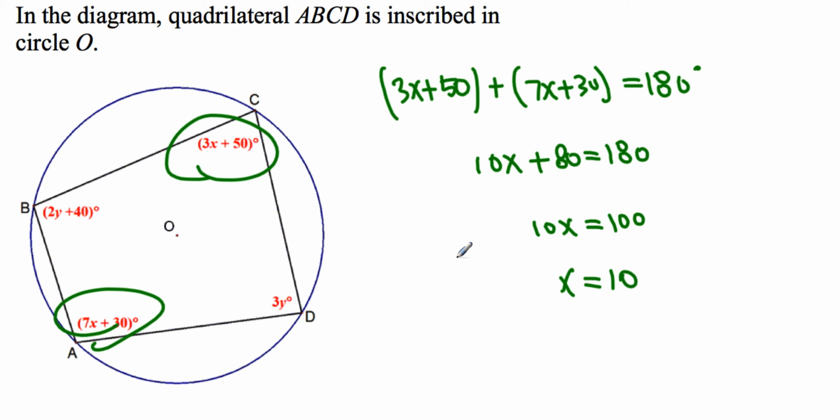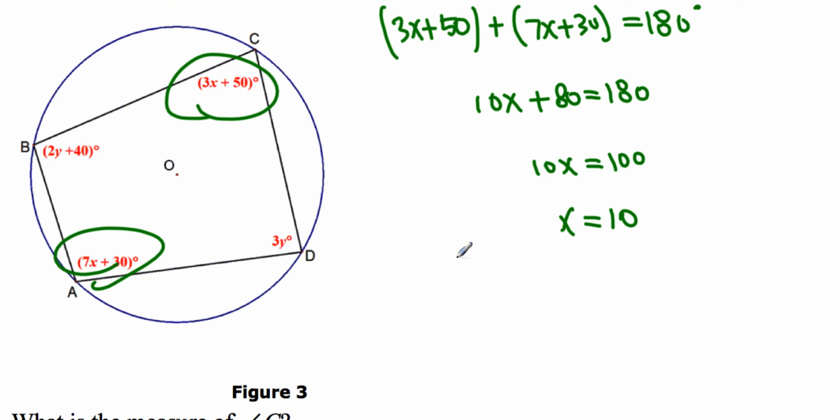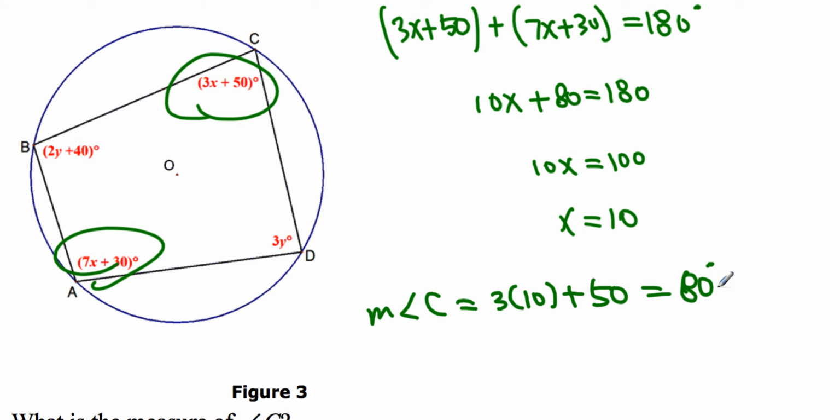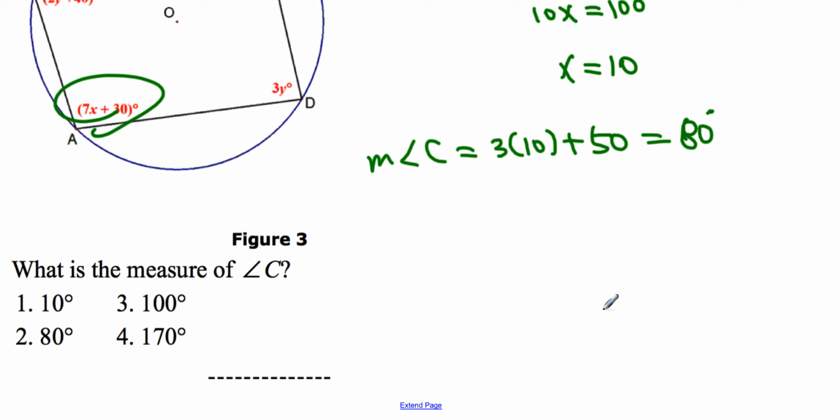Then we're not done yet because what they're looking for is angle C. Since x equals 10, the measure of angle C is 3 times x plus 50. So 3 times 10 plus 50. Then it becomes 80 degrees. So choice B becomes the answer.